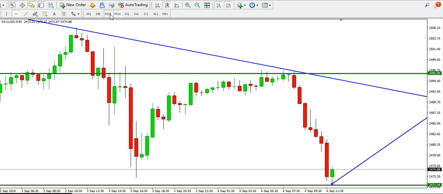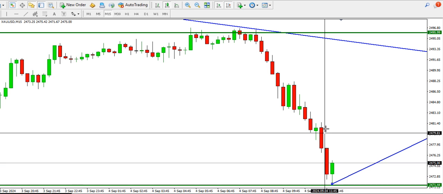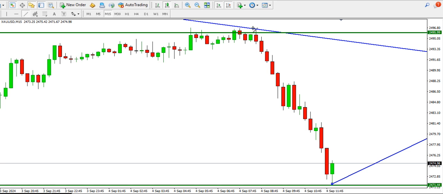On the 15 minutes time frame, the bears are in. We have some little resistance by the bulls around here, another support by the bulls, another one. Bulls trying to come in, but the bears are in with full force. And look at this, it is quite a steep drop.